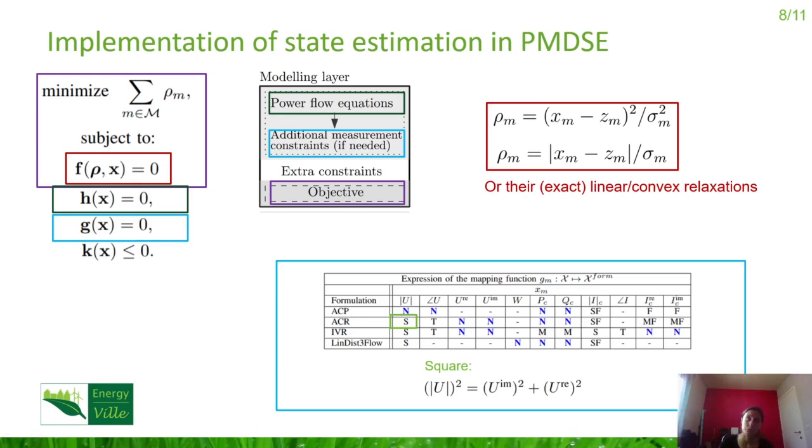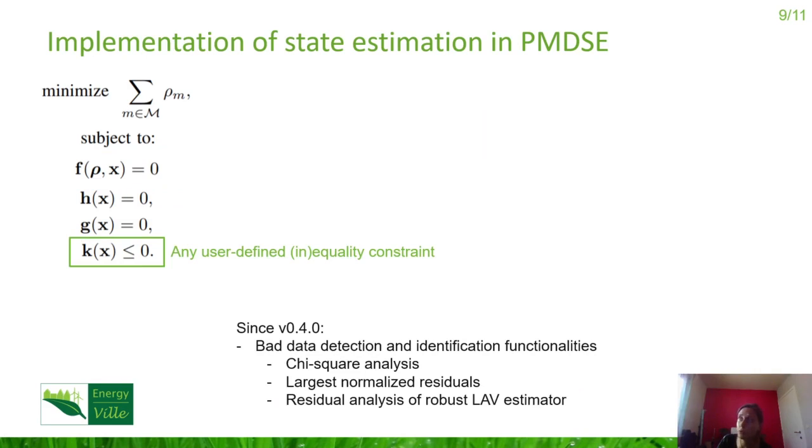Finally, since we are in an optimization context, users can add any inequality constraint they like. And since version 0.4 of the package, we also have bad data detection and identification functionalities, which are not part of the optimization problem itself, but are an important part of the state estimation process.